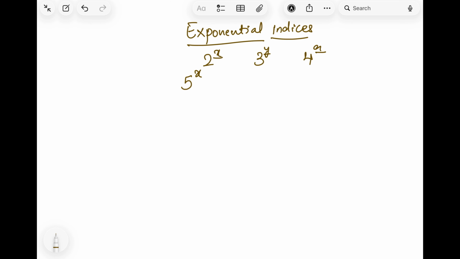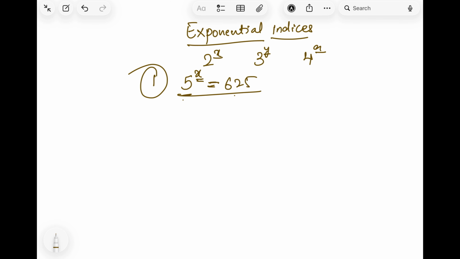5 raised to x is equal to 625. If they are giving us this question, 5 raised to x is equal to 625, we have to find the value of x. What comes to mind? That 5 will be multiplied how many times to get 625? It's not always easy to multiply a number and get the answer. Simple trick, very easy. 5 is the base here and there is an equal to sign here.